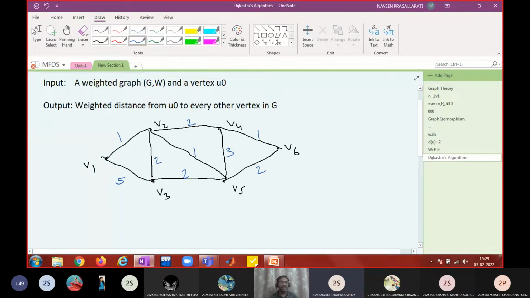Okay, so this is a weighted graph, where we are assigning weights to every edge. It may be a distance of 500 kilometers. This may be a distance of 100 kilometers. This may be a distance of 200 kilometers, like this. We may assume like that.